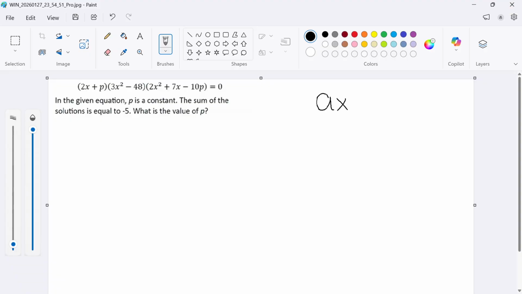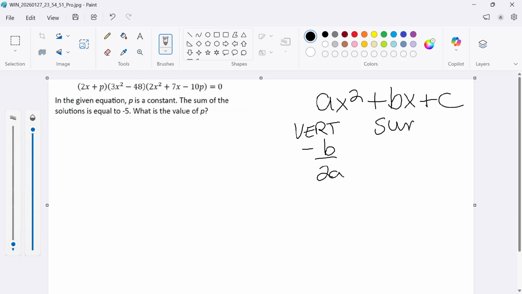Remember an ax squared plus bx plus c. That's called a quadratic or second degree polynomial. The vertex is -b over 2a. The sum of the solutions is -b over a. And the product of solutions is c over a. Write that down. It's going to help you in the future.